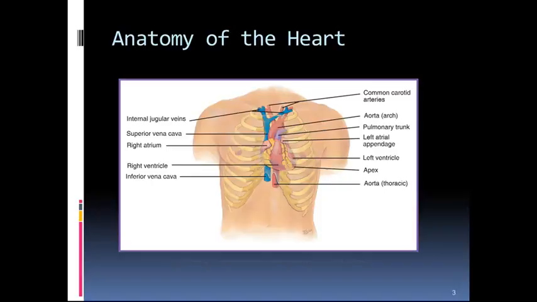The heart is a continuous pump pushing oxygenated and deoxygenated blood throughout the body. Here you can see in relation where the heart is to the ribs and how it flows out of the heart through the aorta and into the heart via the vena cava.